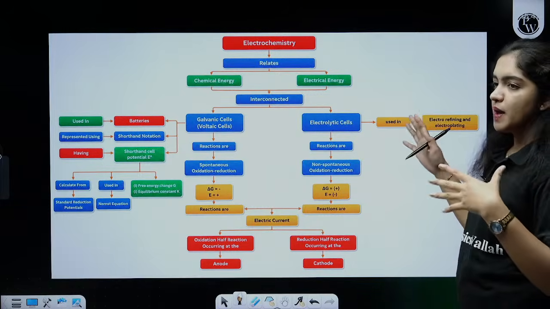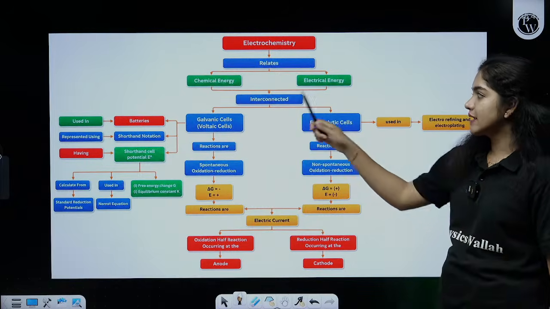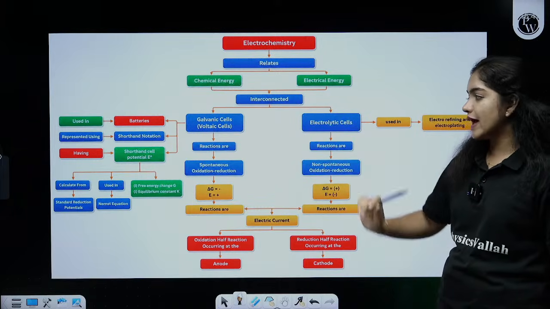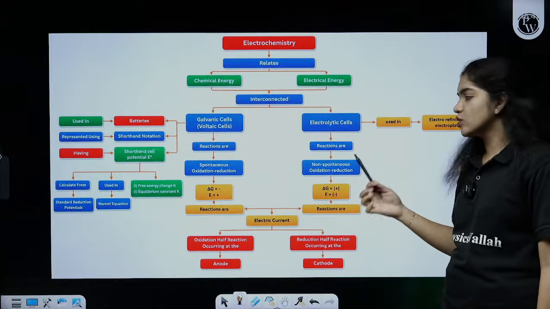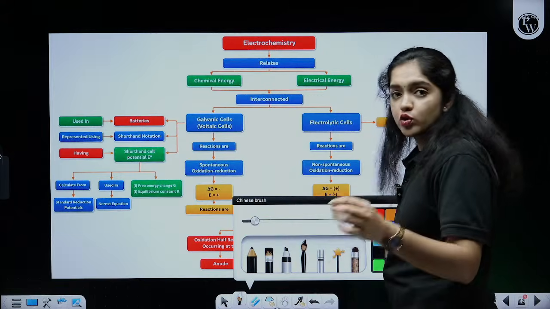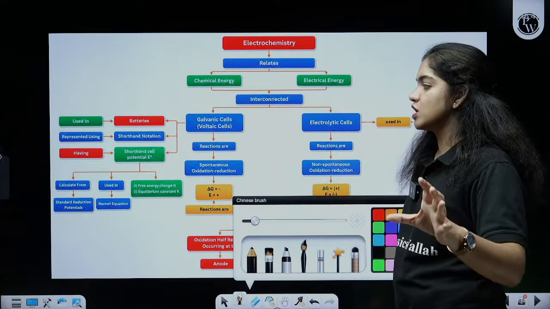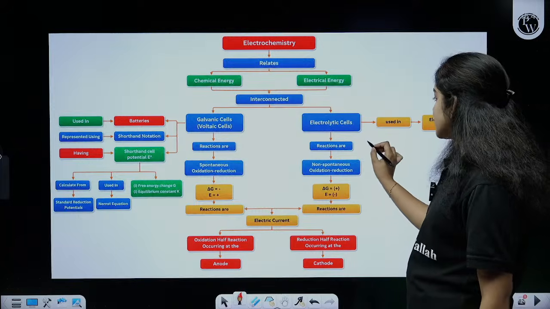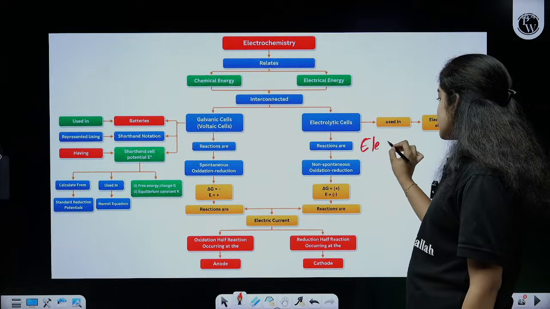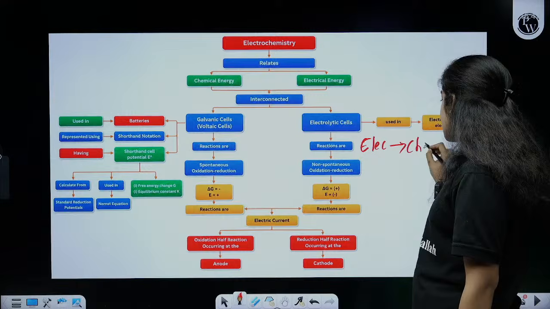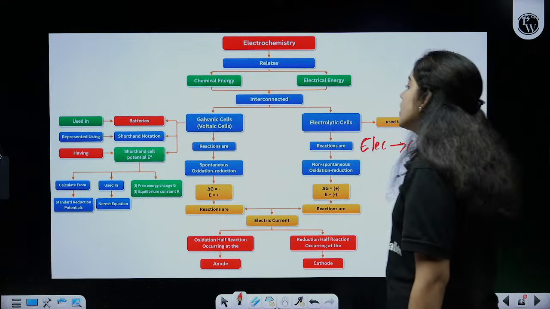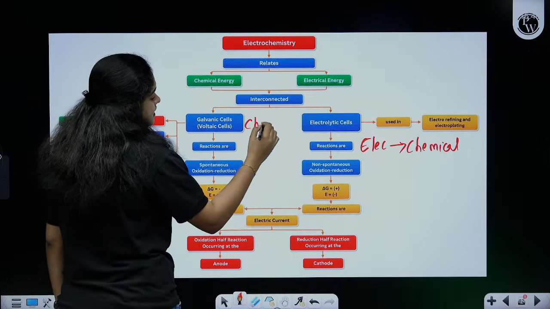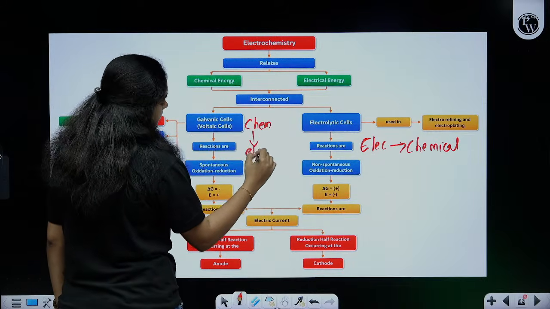As a mind map, I have given here: electrochemistry, chemical energy, electrical energy, interconnected, galvanic cell or voltaic cell. In that we learned about the Daniel cell and the electrolytic cell. What is an electrolytic cell? For you, this is the mind map. You can take a screenshot and it's very easy to learn. In the electrolytic cell, electrical energy is converted into chemical energy. But in the galvanic cell, chemical energy is converted into electrical energy.